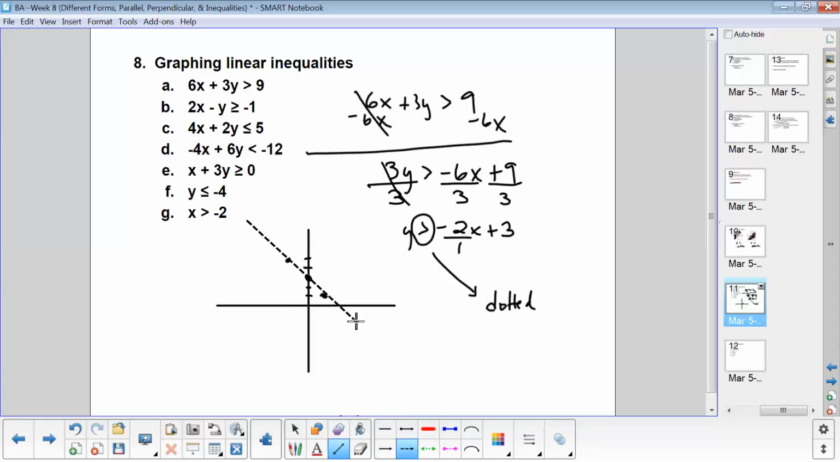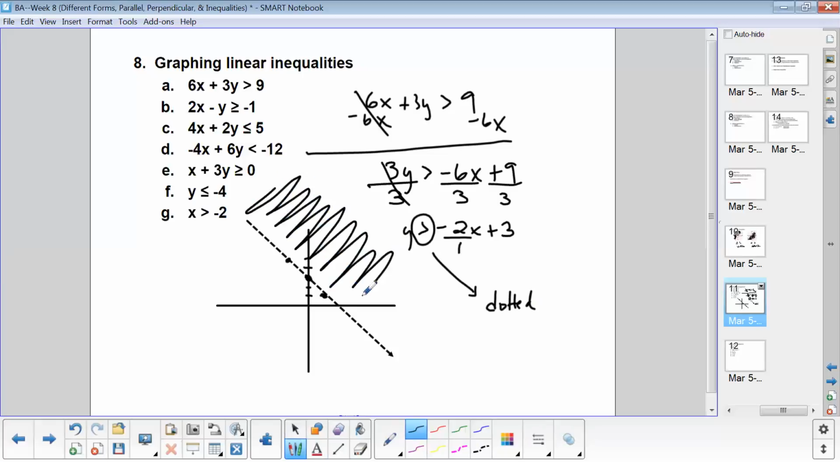So a dotted line here, and I want everything greater than. So all the values, all the ordered pairs that are greater than this dotted line, all the ordered pairs in that shaded region make this inequality statement true.